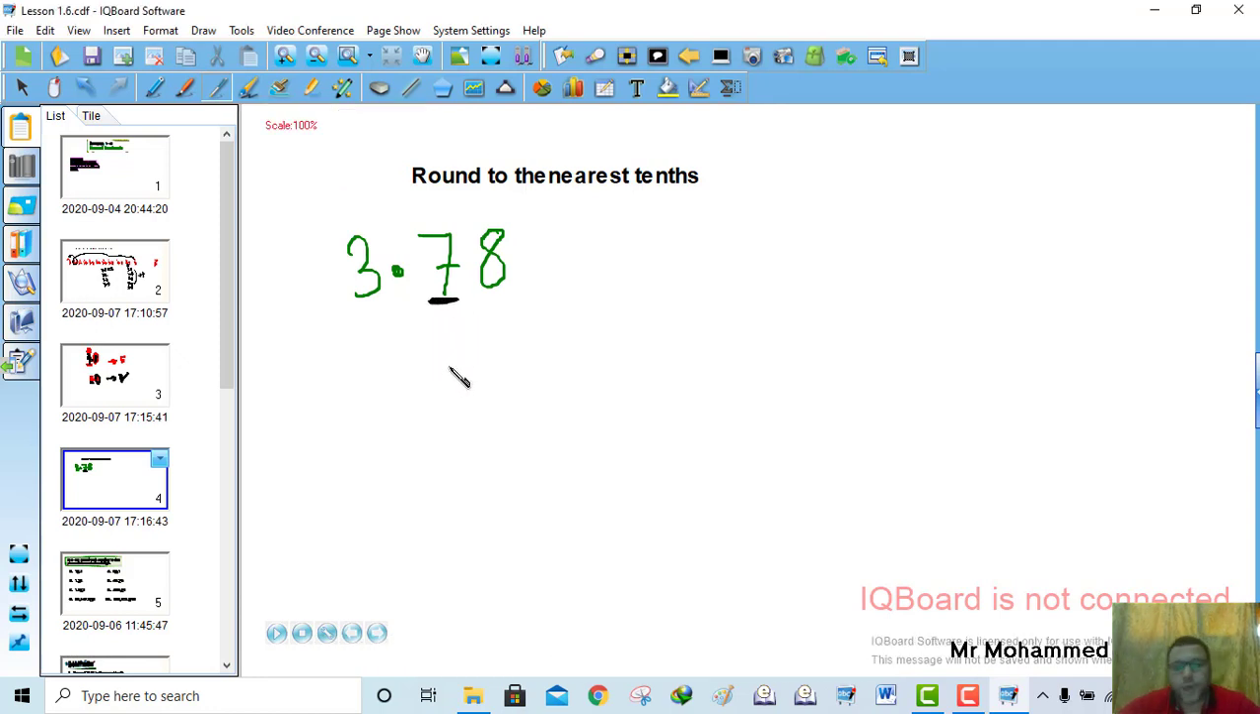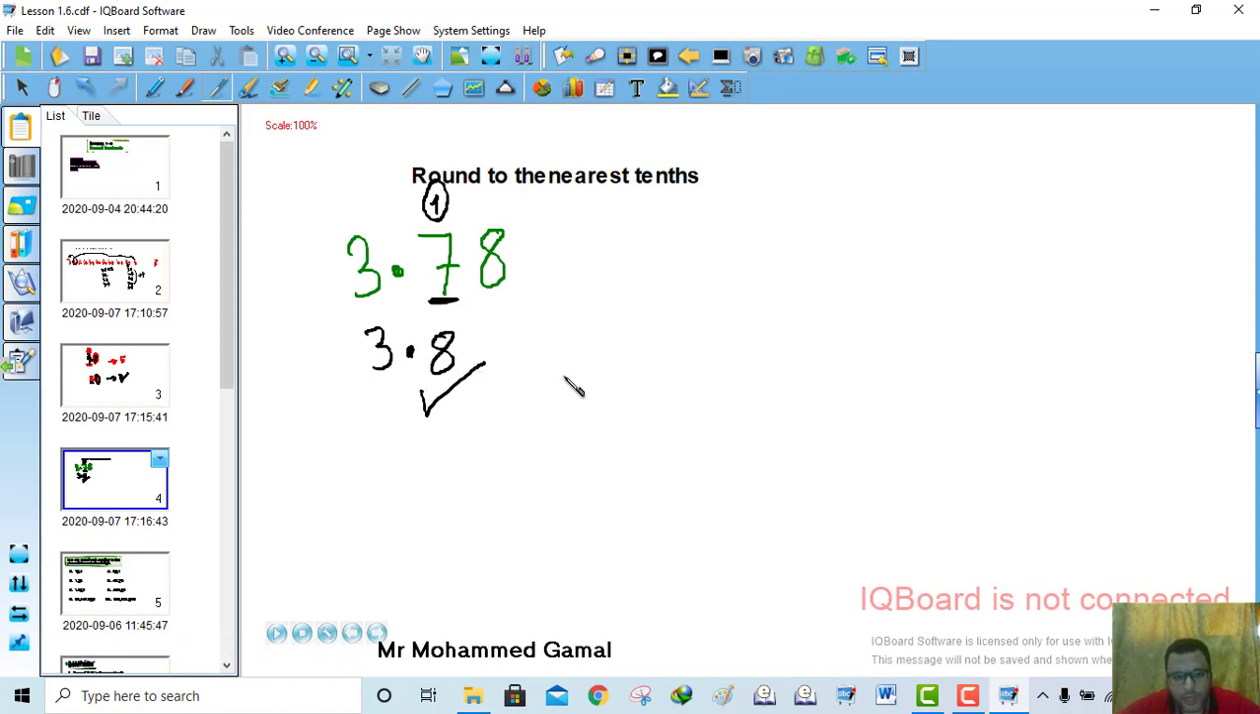So I'm going to ask myself about 8. Is 8 strong or weak? Since it's strong, I'm going to add 1. So 1 and 7 is 8, and keep the decimal and keep the 3 as it is. So my answer is 3.8.